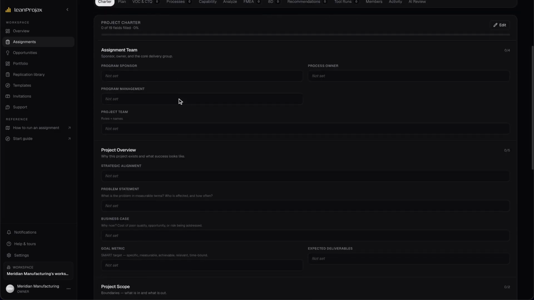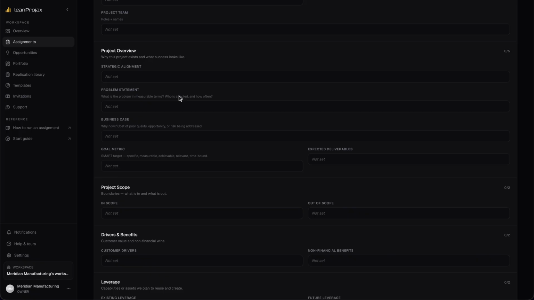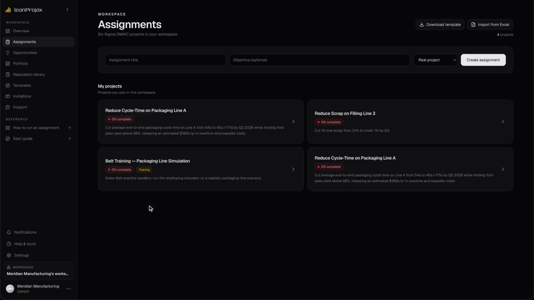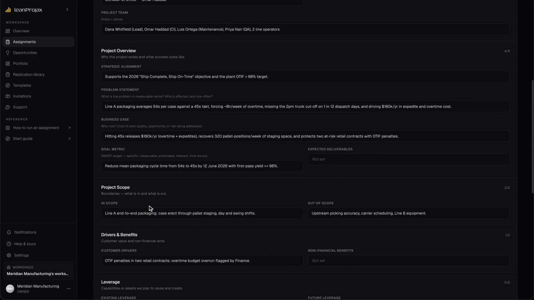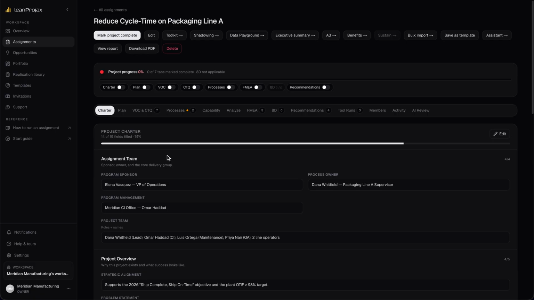Every project starts like this: a blank charter, no problem statement, no goal, nothing but structure waiting for you. Over this course, we'll fill every field the right way. And here's where that work leads: the same charter on a finished project. Reduce cycle time on packaging line A. Defined the problem in numbers: 54 seconds per case against a 45-second tact.